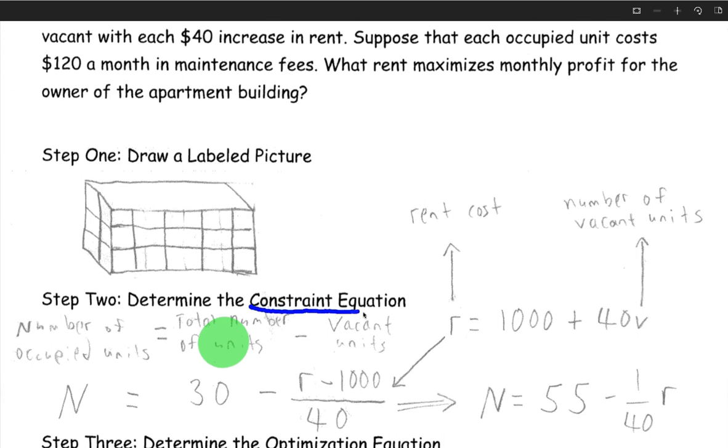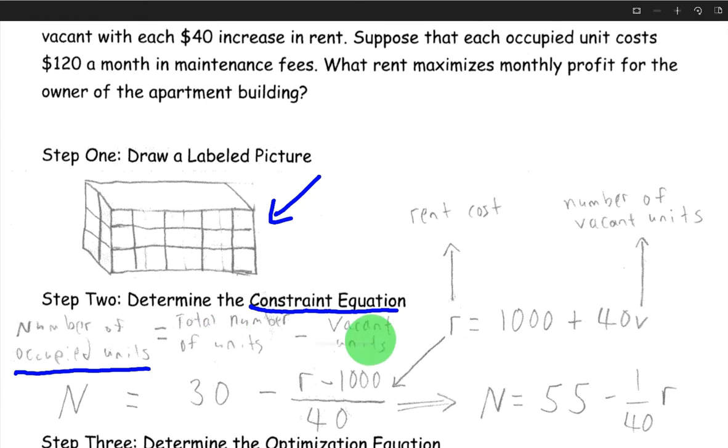If you think about it, you're limited, in this particular example, by the number of apartments you have. You've only got 30 apartments, so that's going to be a constraint on how much profit you can make. And furthermore, you can really only make profit on the number of occupied units. So your number of occupied units is what's going to be your constraint equation.